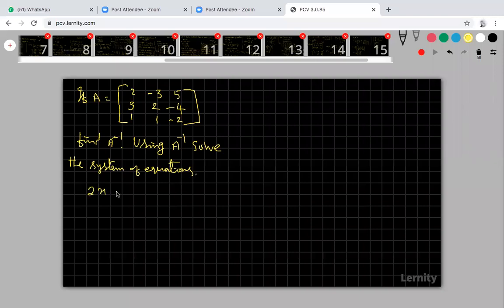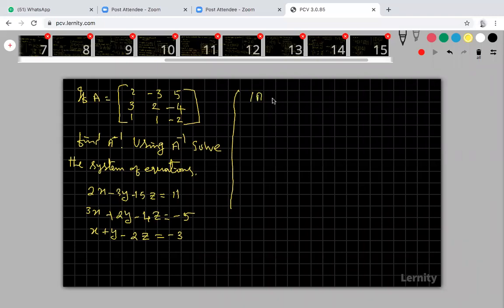That is 2x minus 3y plus 5z equal to 11. This is 3x plus 2y minus 4z equal to minus 5. And this is x plus y minus 2z equal to minus 3. So find A inverse. Using A inverse, solve the system of equations. First of all, find the A inverse for this problem. Try to find out the A inverse.